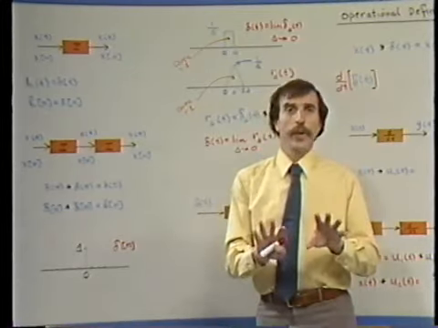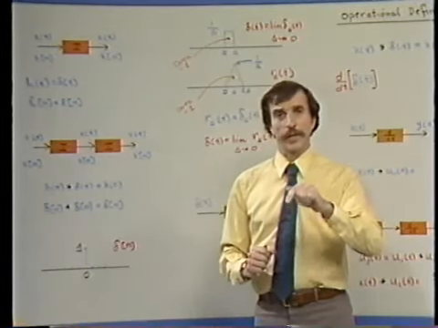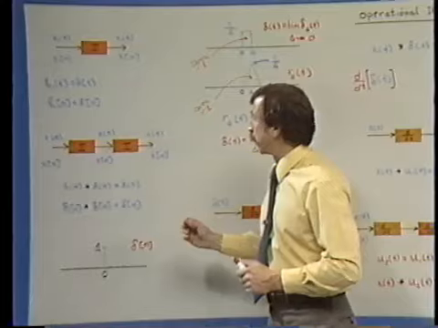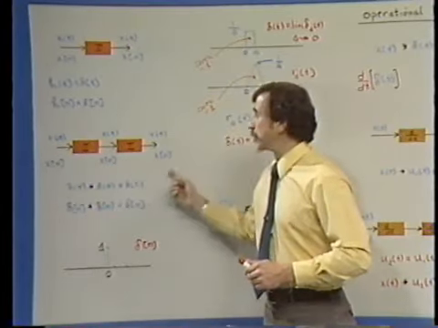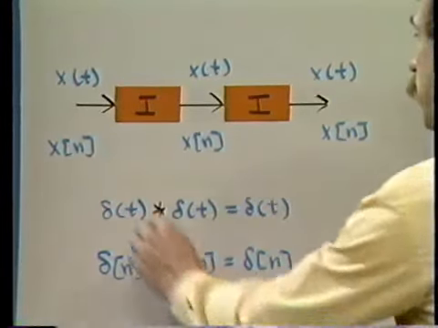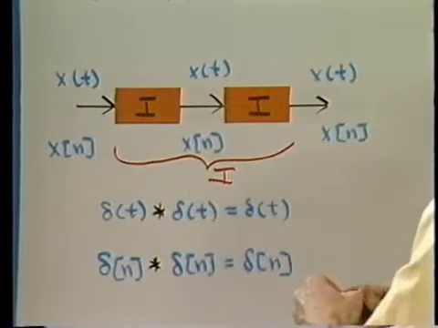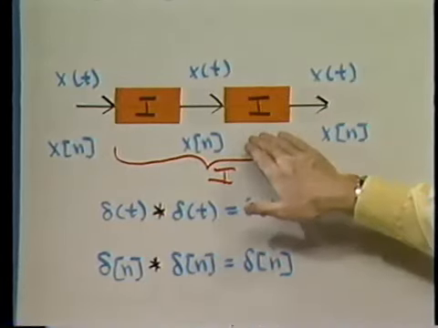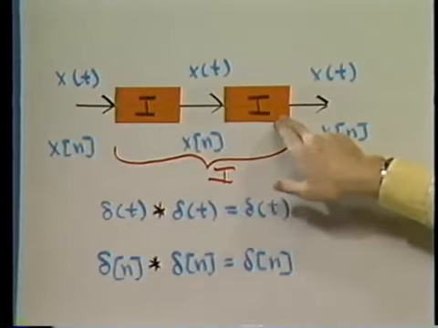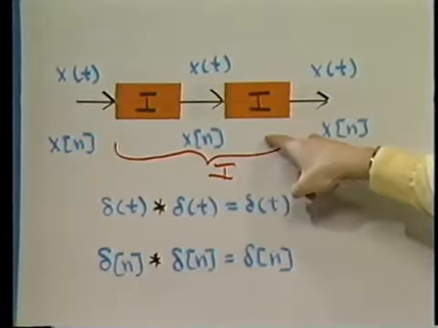Furthermore, if I take two identity systems and cascade them, I put in an input, get the same thing out of the first system, that goes into the second system, get the same thing out of the second. In other words, if I have two identity systems in cascade, the cascade likewise is an identity system. In other words, this overall system is also an identity system. And the implication there is that the impulse response of this is an impulse, the impulse response of this is an impulse, and the convolution of those two is also an impulse.